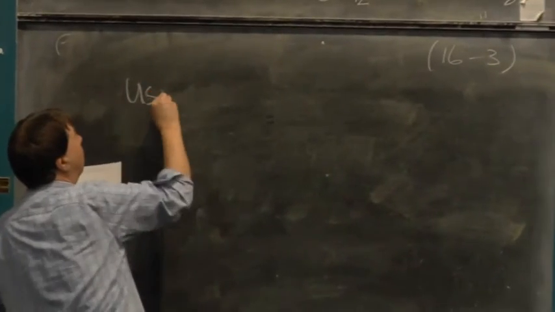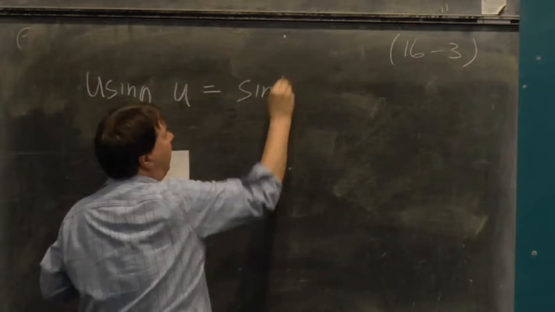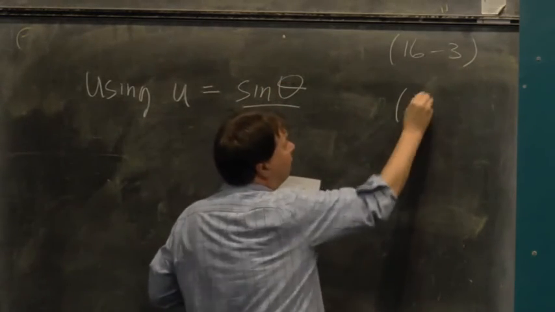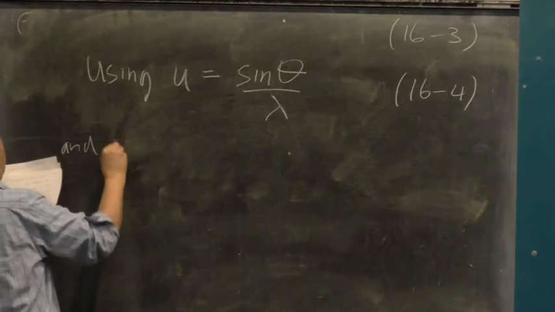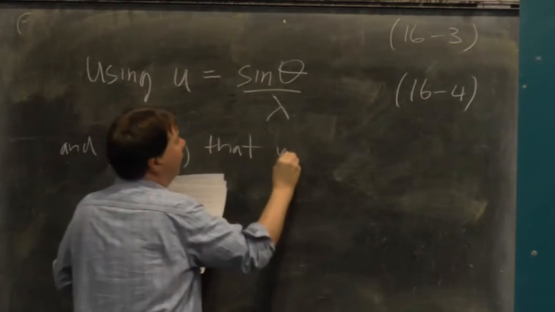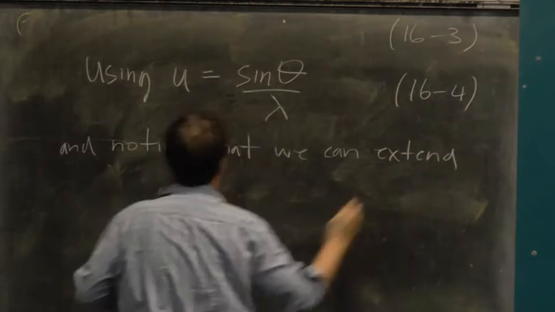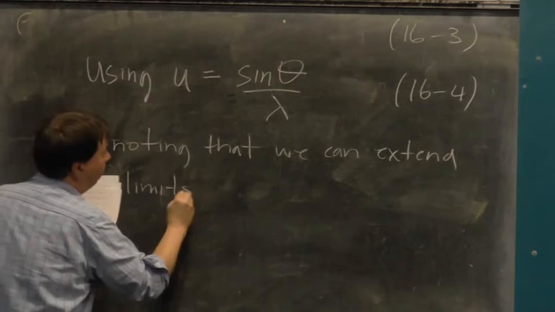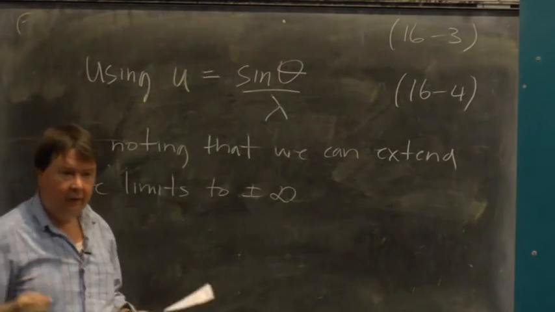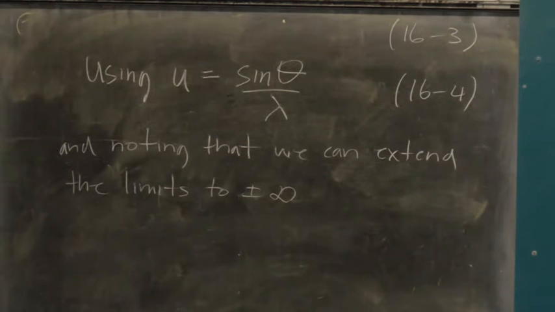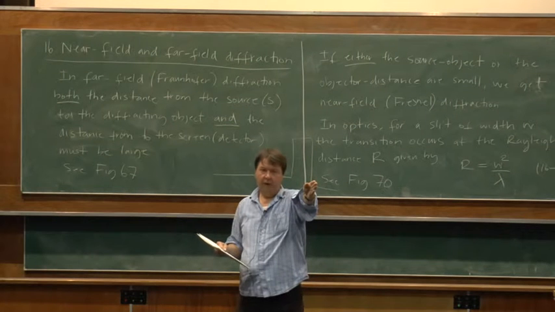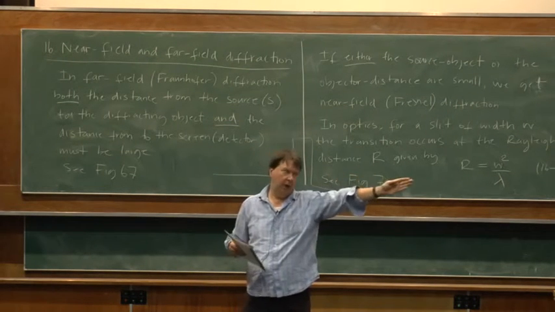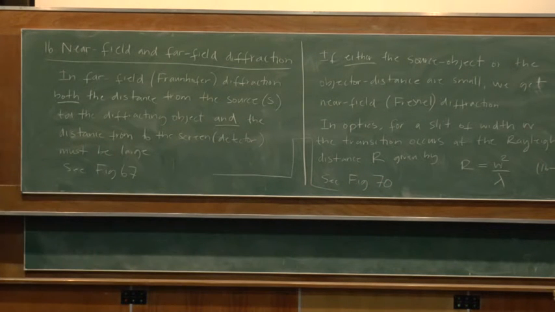So using u equal to sine theta over lambda, just a trivial change of variable, which I will label equation 16.4. So that's one part, and noting that we can extend the limits to plus or minus infinity. And again, this is an important step. There are 2 steps going on here. First is a trivial one. I'm just saying, well, I'm going to label sine theta over lambda as u. And I can always, as I say, for monochromatic radiation, calculate at a certain angle, and there's a fixed u value. I calculate at another angle, there's a fixed u value, and another angle, there's a fixed u value. So I've just changed variable in a very straightforward way.